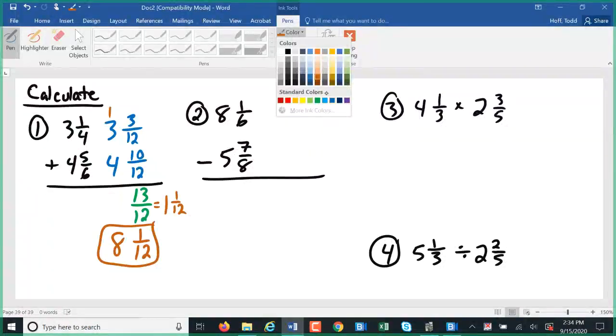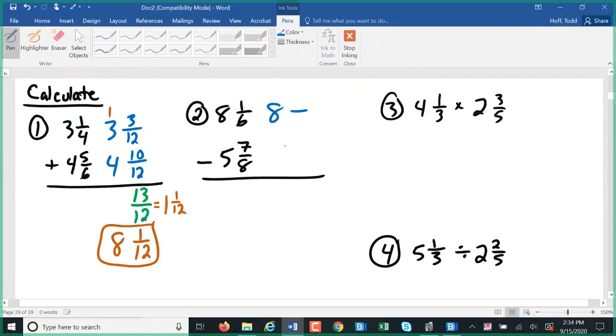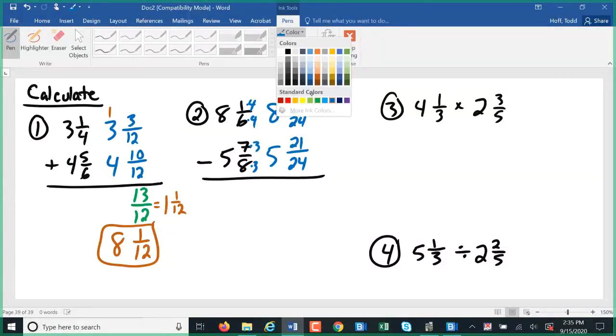Number 2, subtraction. We also need a common denominator. For 6 and 8, what is our common denominator going to be? 24. Very good. So 6 times 4 makes 24. So 1 times 4 is 4. 8 times 3 makes 24. So 7 times 3 is 21. Now we go to subtract here.